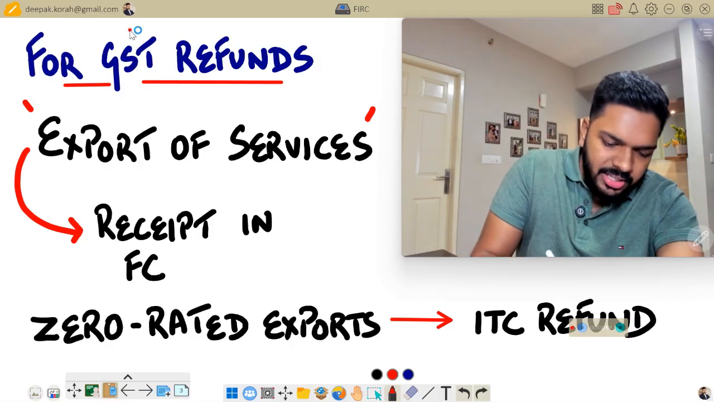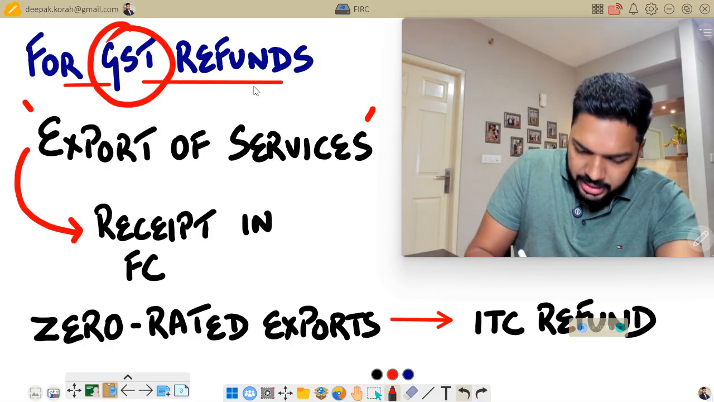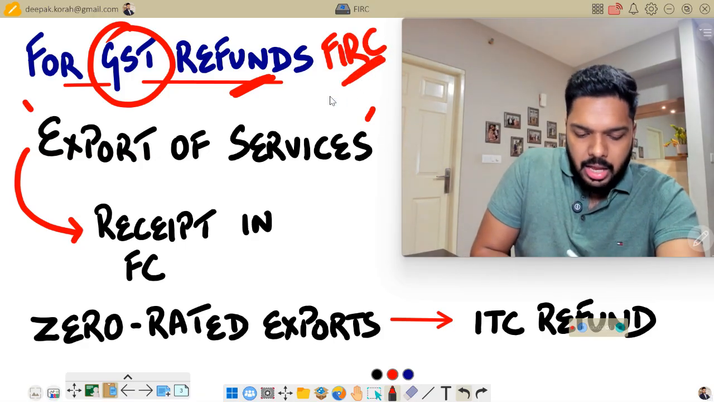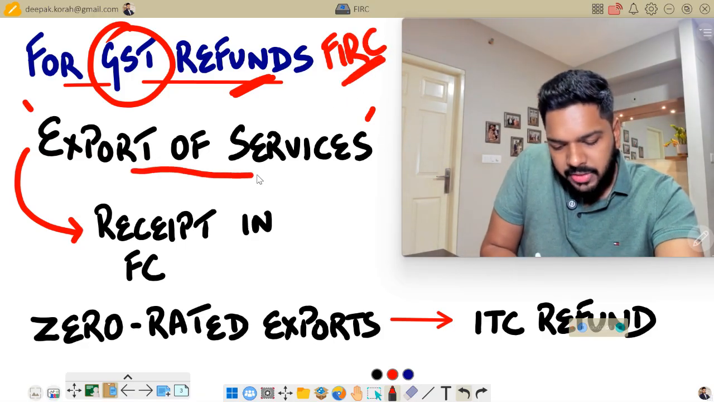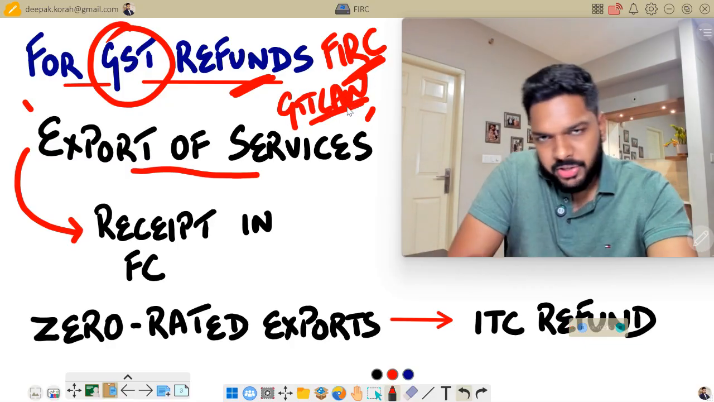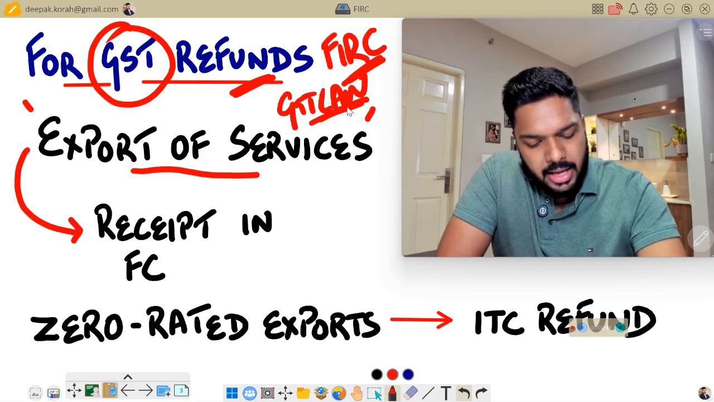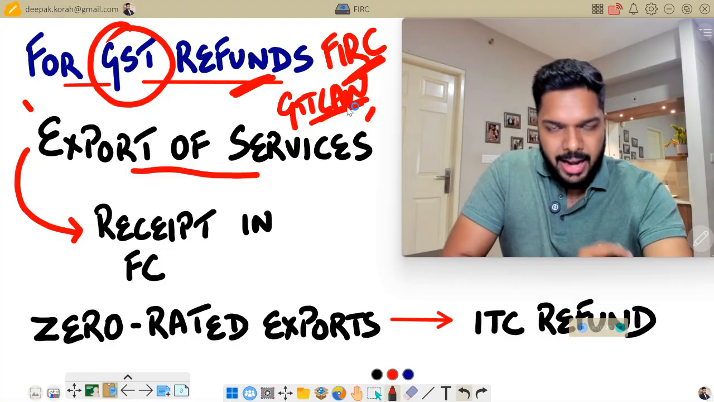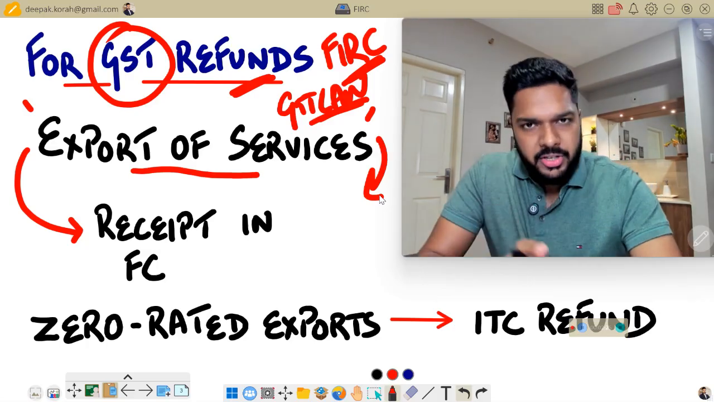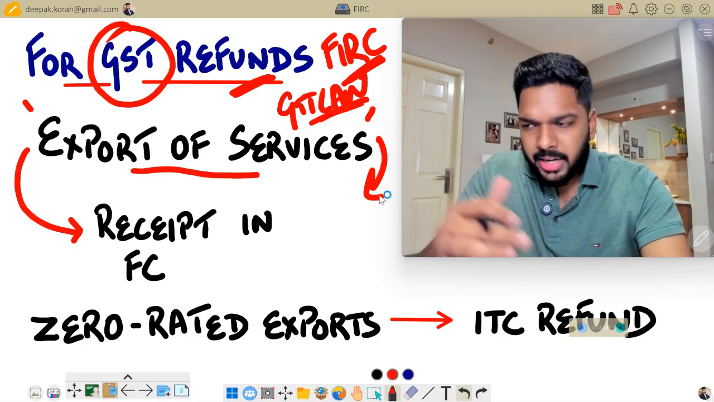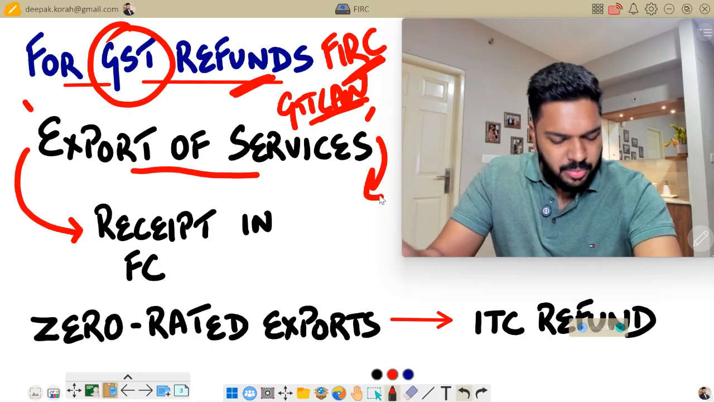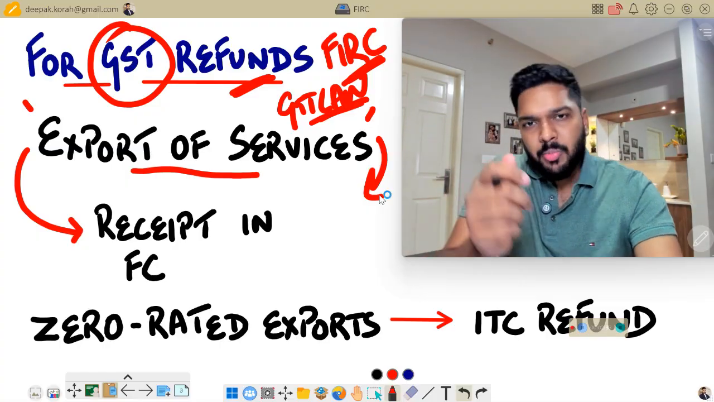Now, as far as GST is concerned, in the area of refunds, you have the importance of FIRC coming in. There is a term called export of services defined under GST law, and this is under section 2 subsection 6. If you are in the field of export of services, you need to satisfy the definition of export of services, which has around 3-4 conditions. One, the supply should be in India. That is, of course, you are exporting, so you are in India. The recipient should be outside India. So your customers are outside India. The place of supply should be outside India.